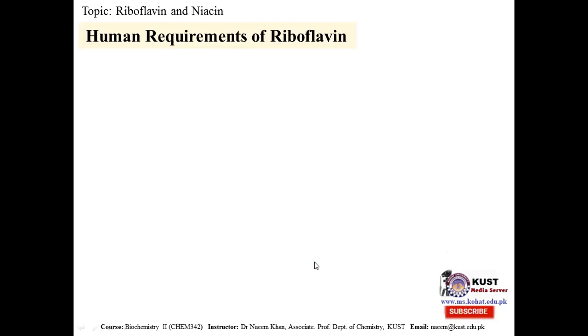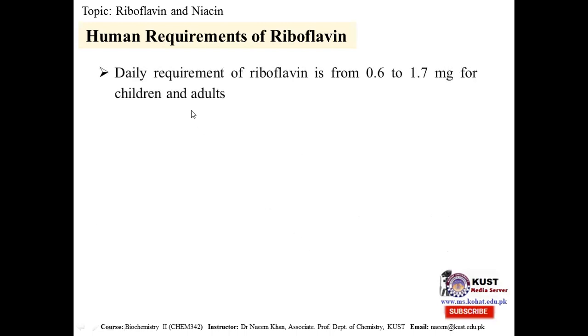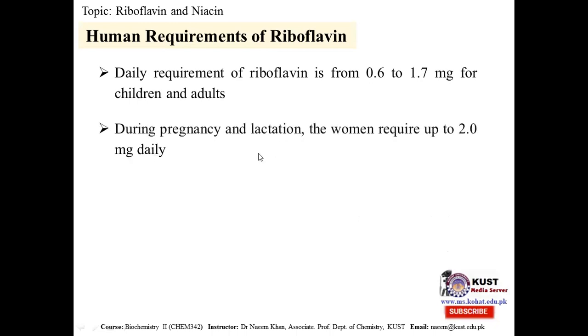Human requirements. The recommended daily requirement of riboflavin is from 0.6 to 1.7 milligram for children and adults. And during pregnancy and lactation, women require a higher amount of riboflavin. It may be increased up to 2 milligram per day.